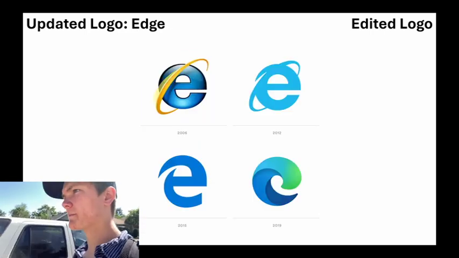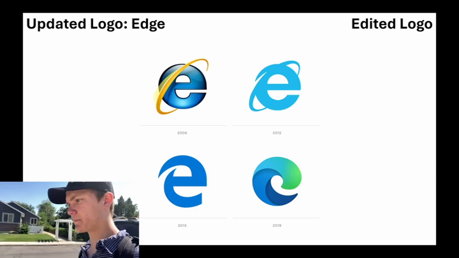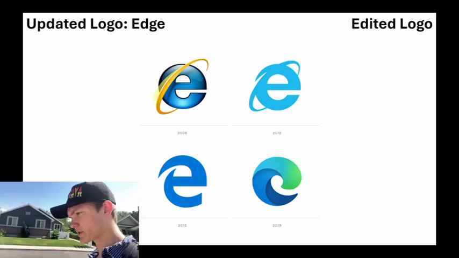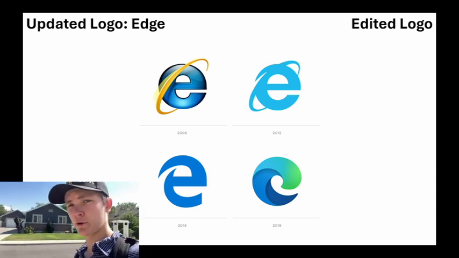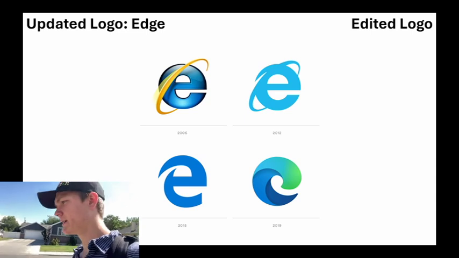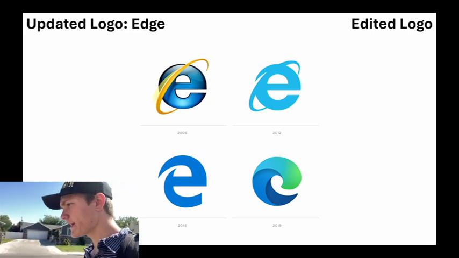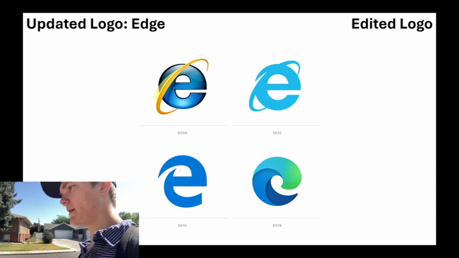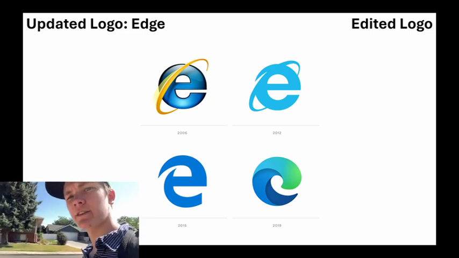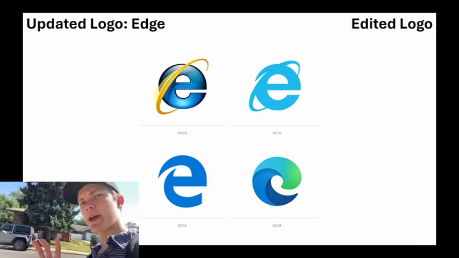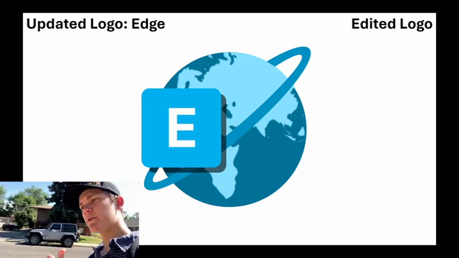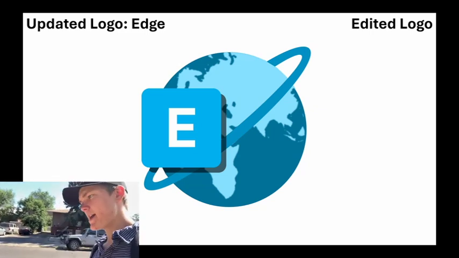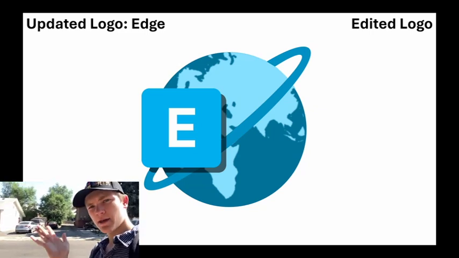All right, next up is E for Microsoft Edge. Edge is Microsoft's browser that uses Bing as its search engine. Basically just a knock-off Google Chrome, in my opinion. I don't really use it. But yeah, I liked the earlier Edge logos where it had that orbit around the shape, but I didn't like the newer ones because they didn't really have that. So I implemented that orbit and kept the blue style of most of the Edge logos and added that iconic square with the E. This is what it looks like.